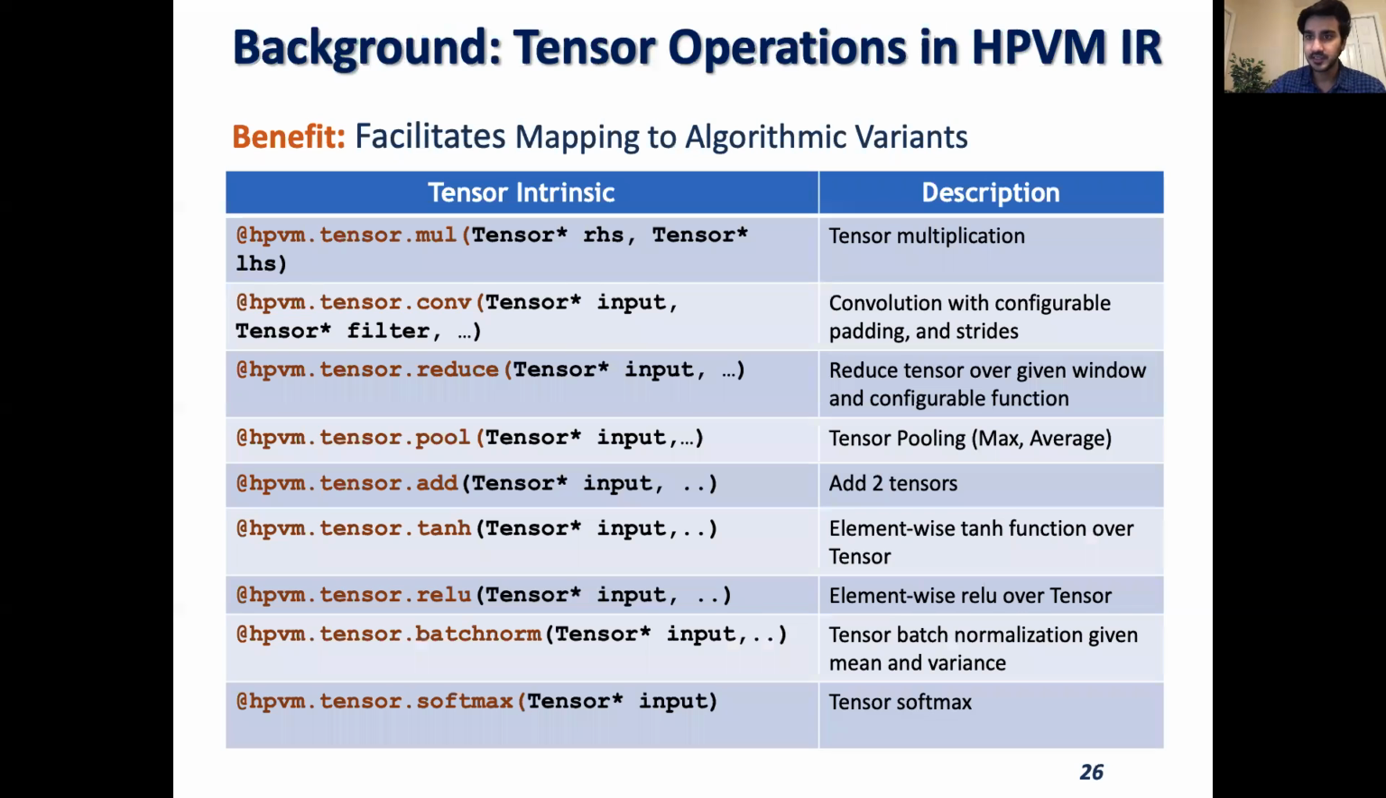Before I dive into the system details, a brief background on HPVM, which is the compiler system we build ApproxTuner on top of. As part of past work, we extended the HPVM compiler IR with high-level linear algebra tensor operations. Some of these operations include convolution, matrix multiplication, tensor reduce, among other commonly used tensor operations. The tensor operations enable the compiler and the runtime analyses in ApproxTuner to map these high-level operations to algorithmic variants. For instance, convolution operators can be substituted with approximate convolution implementations.